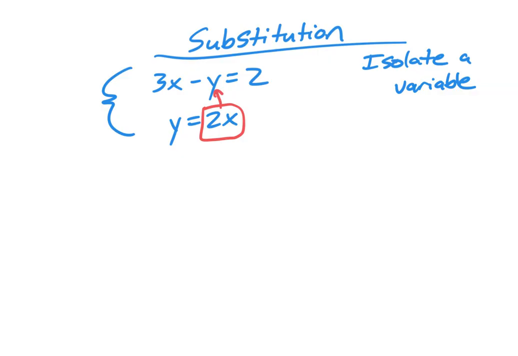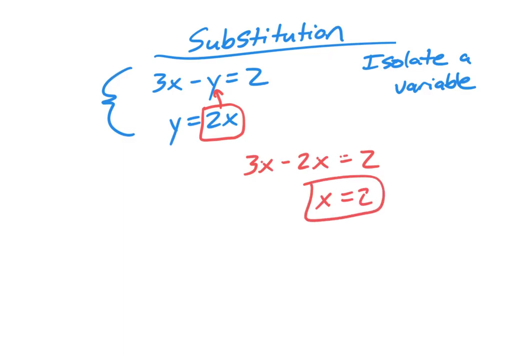So what we're going to do is take 2x and plug it in for y in that first equation, because they equal each other, right? So we're going to simply substitute it in. 2x is going to replace the y because they equal each other. So we're going to rewrite 3x minus 2x equals 2. 3x minus 2x is 1x, so x equals 2.